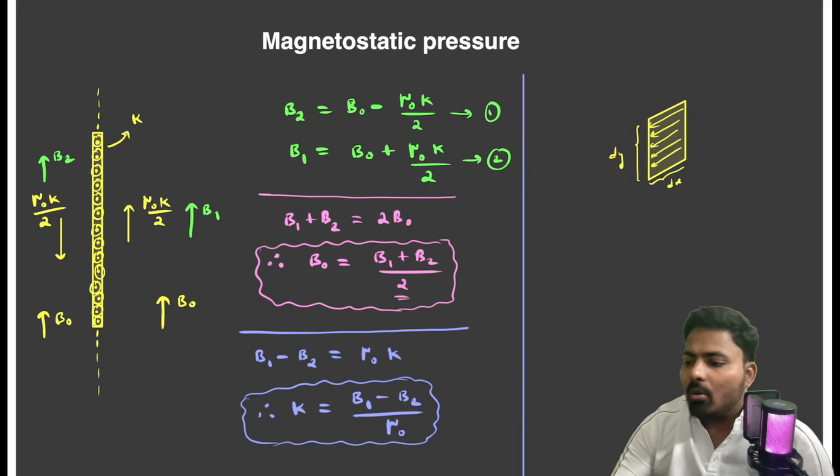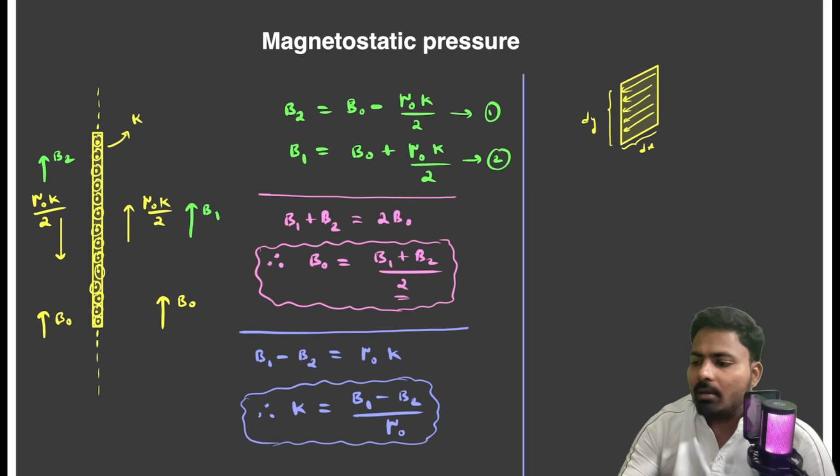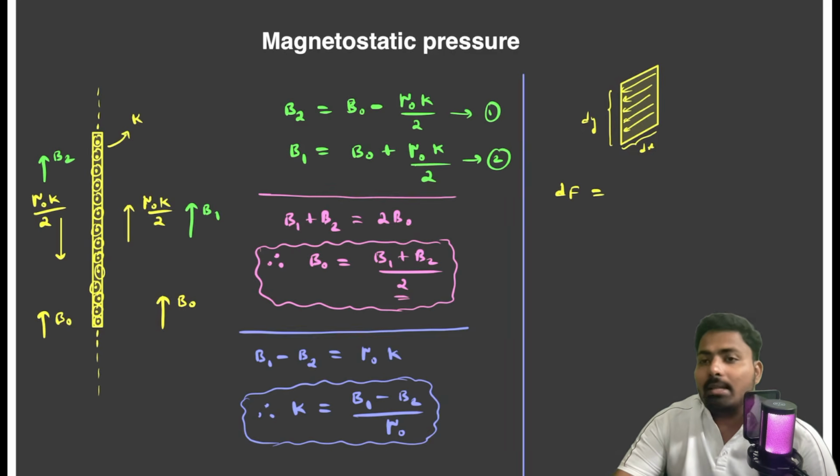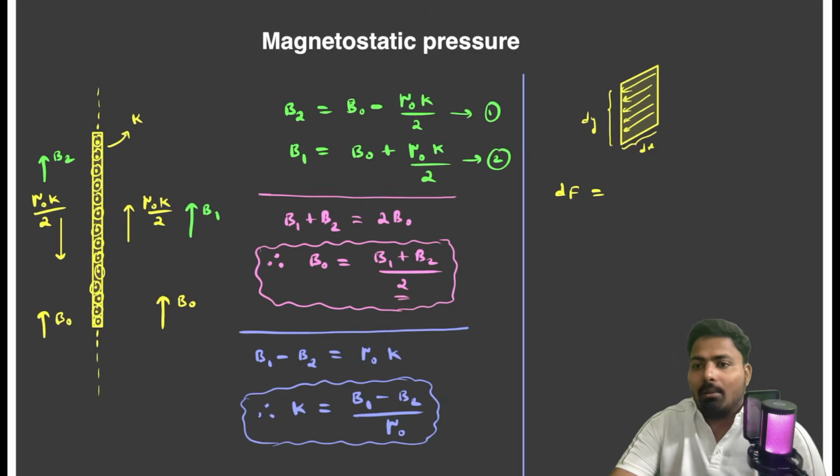Now let me find the force that is acting on this element. Let me call it the force dF. So what will be dF? The force acting on a current carrying conductor is nothing but I into dl cross B.